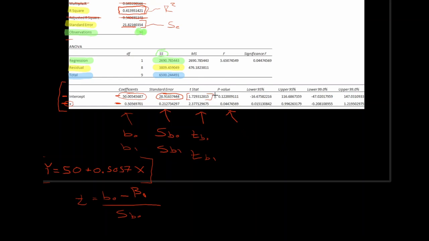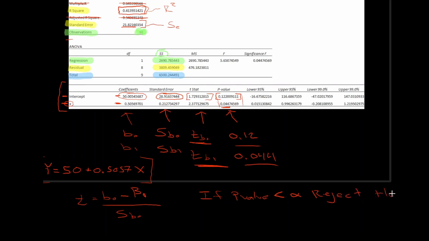These are our p-values. That is the p-value, the probability that we've witnessed the test statistic that we have or more extreme. Meaning, here we go, for beta naught, we have a p-value of 0.12. For beta 1, we have a p-value of 0.044. So, okay, just a quick reminder, how do we interpret, how do we use those p-values? Well, our typical decision rule is if the p-value is less than our significance level, we reject the null.